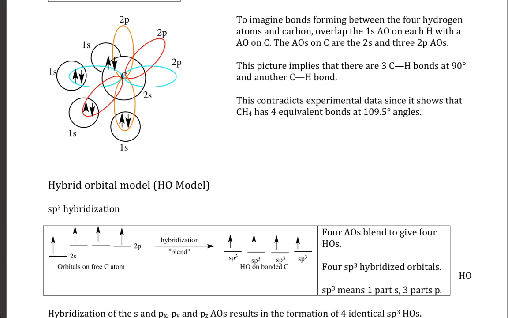And we also would have 2 different types of bonds. This contradicts experimental data since it shows, that is the data, that CH4 has 4 equivalent bonds and they're at angles of 109.5 degrees.